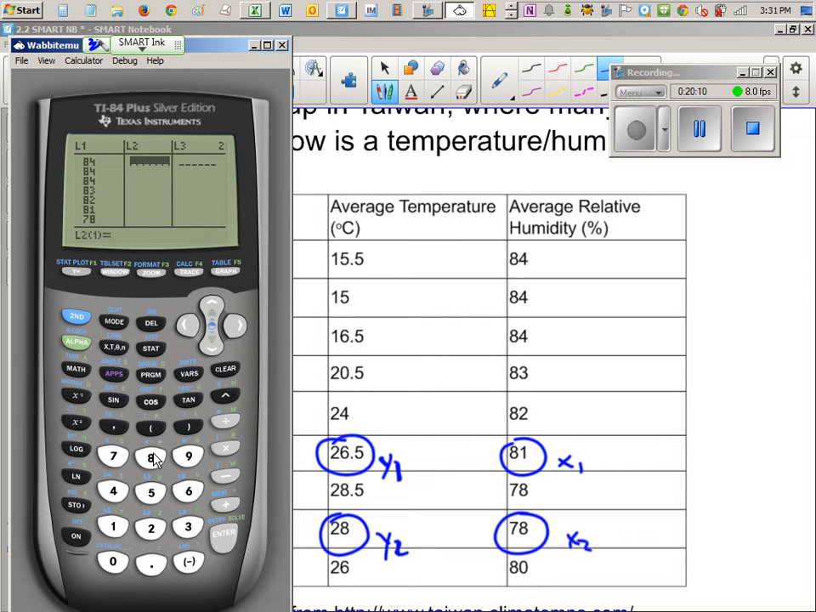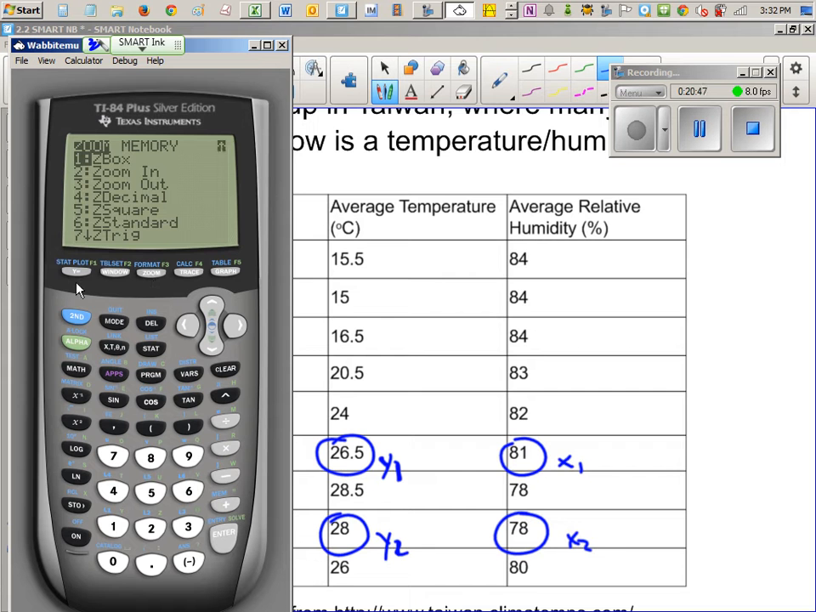Those are my x's. My y's are 15.5 and 15, and 16.5 and 20.5, and 24 and 26.5 and 28.5 and 28 and 26. Let me double check that I typed those in correctly. 15.5, 15, 16.5, 20.5, 24, 26.5, 28.5, 28, and 26. Now, what's really cool about this calculator is you can study these data points. You can plot them, you can do all sorts of things. But let's see how it looks when we graph it. So I'm going to go to Zoom.